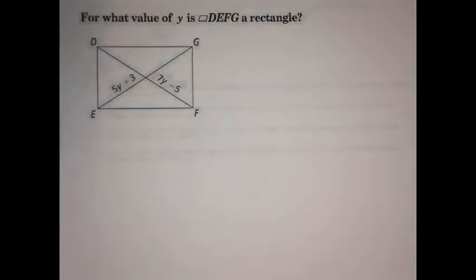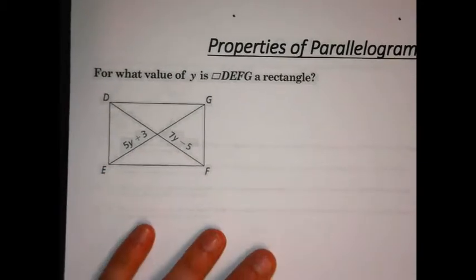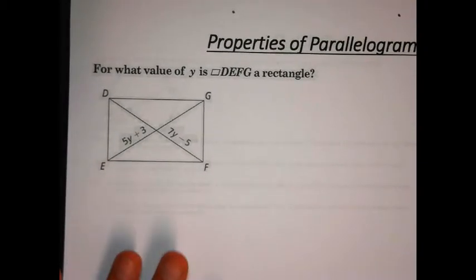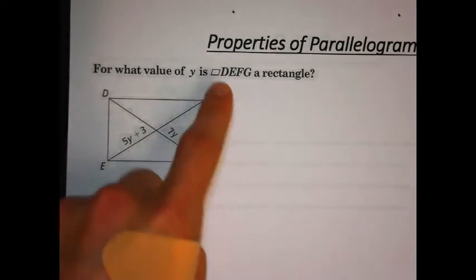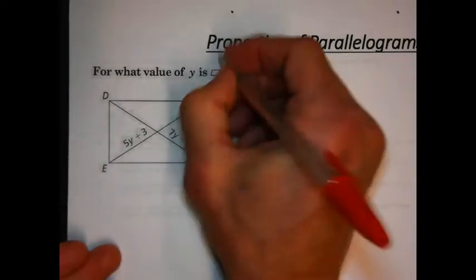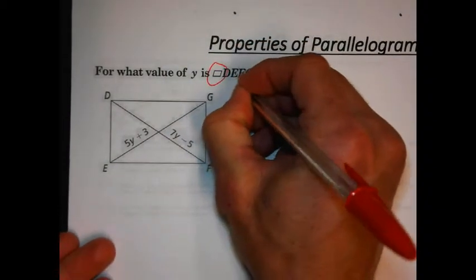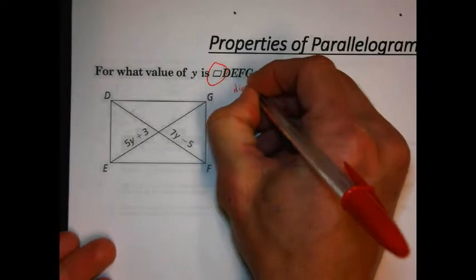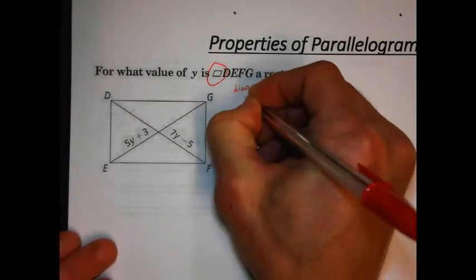Here's another example where some more algebra is coming in. For what value of y is parallelogram DEFG a rectangle? I love this question for a couple reasons. The first reason is this: parallelogram means the diagonals bisect each other. Okay, so diagonals bisect each other.